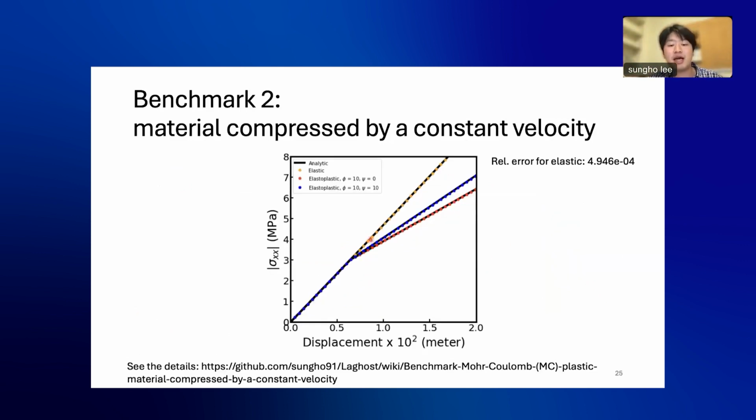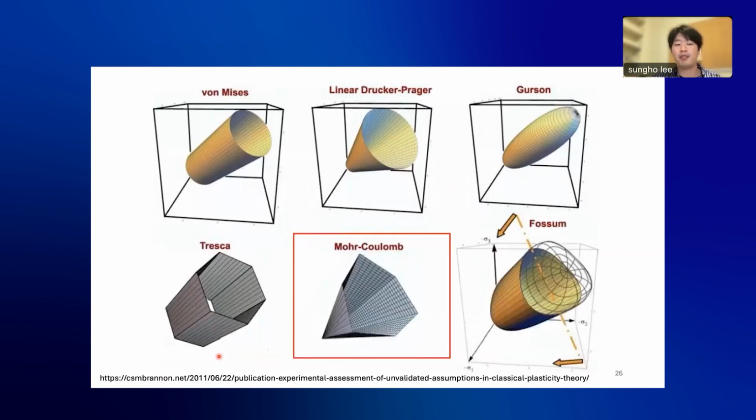So this black line is the analytic solution for elasticity, and the yellow circles are from LAGHOS, and it has relatively low error here. So I believe the elasticity is well implemented, and you can see the details about the analytic solution, how I derived something like that, on my GitHub.